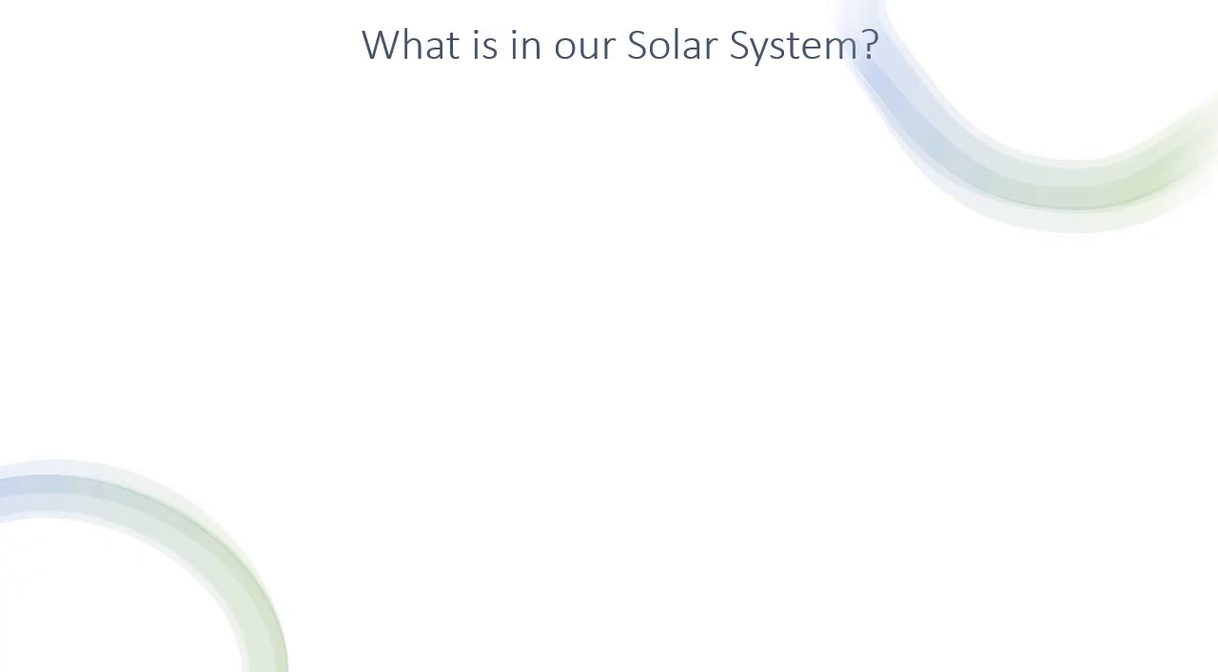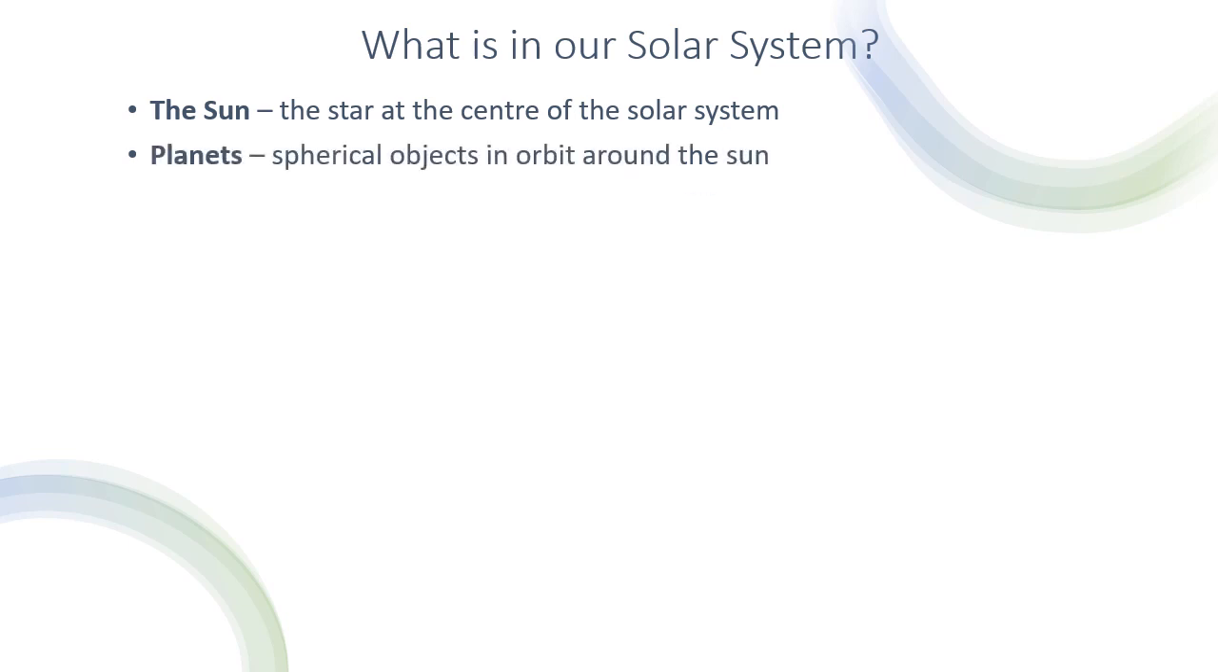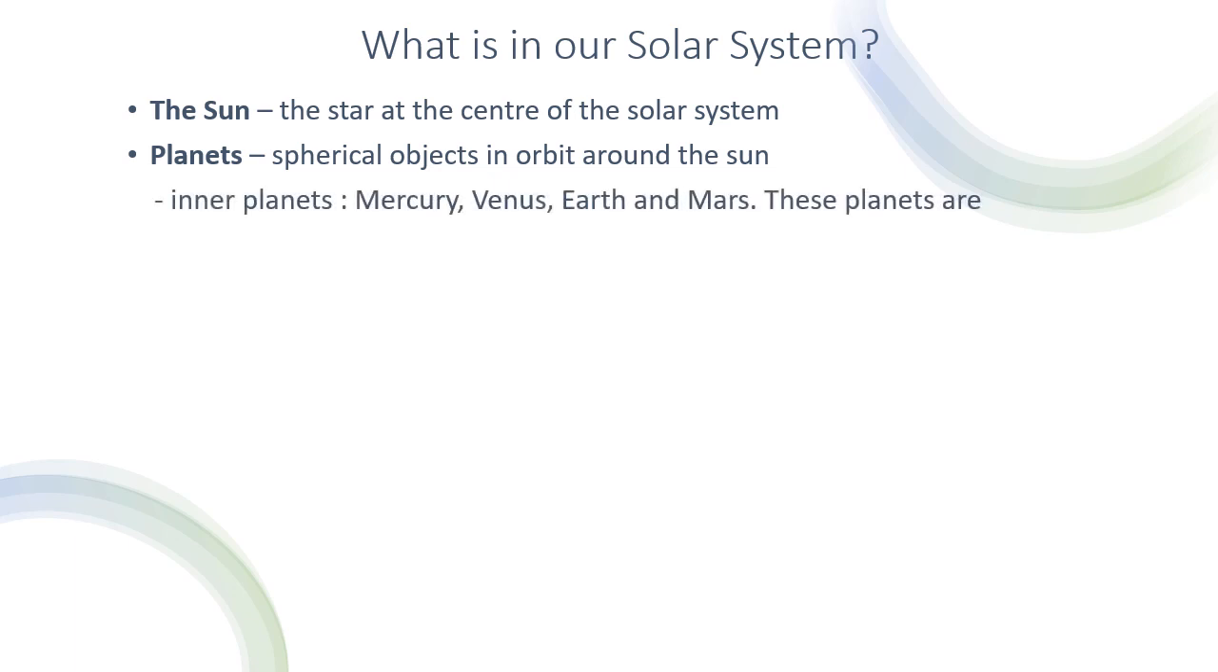So we're going to start with, as I said in the previous slide, what is in our solar system? What are the main parts of our solar system? So definitely our sun, the star, which is at the center of our solar system. Then we have planets. These planets are spherical objects that are orbiting around the sun. We have 8 planets at the moment in our solar system, and we have divided them into 2 categories.